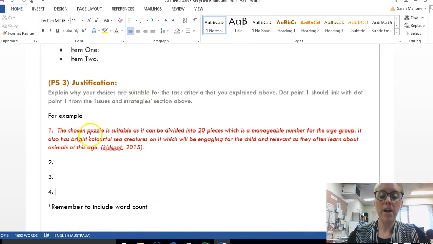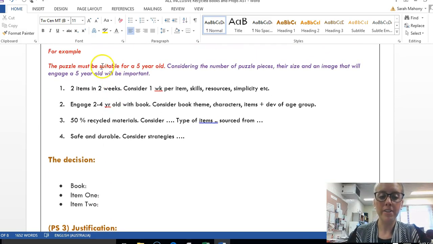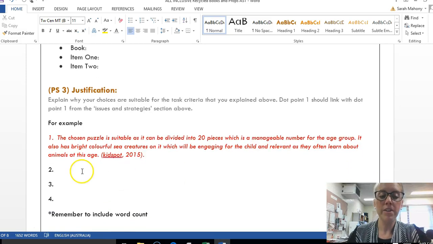So in terms of how to write this, going back to our pretend puzzle task that we had up here for wording, just reading this here, it says the chosen puzzle is suitable as it can be divided into 20 pieces, which is a manageable number for the age group. It also has bright, colourful sea creatures on it, which will be engaging for the child and relevant as they often learn about animals at this age.